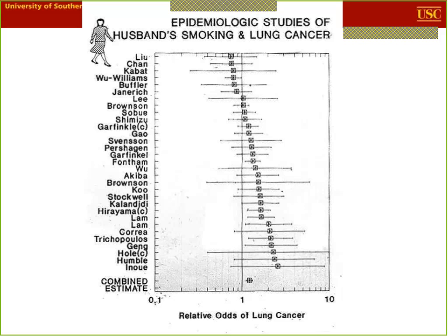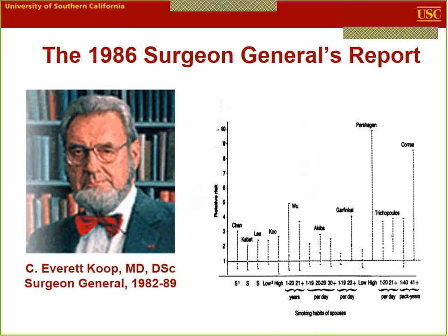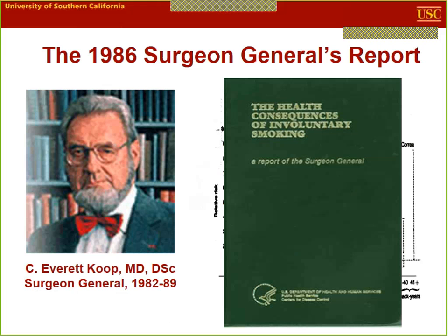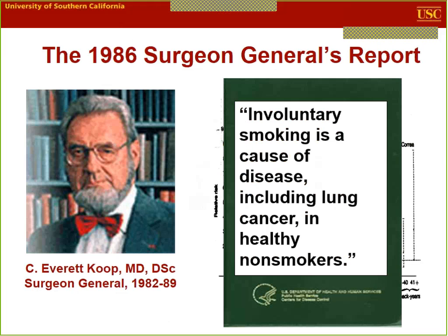The relative risk is not 10, nor would we expect it to be. We would expect it to be substantially below that seen for smokers. So again, this is one of those associations found to be causal, of course, by Surgeon General Koop in the 1986 report. And here's a very powerful conclusion from that report. Involuntary smoking is a cause of disease, including lung cancer, in healthy non-smokers. Speaking of the power of a causal conclusion, of course, this conclusion and other reports were very much the impetus to move to smoke-free indoor environments.